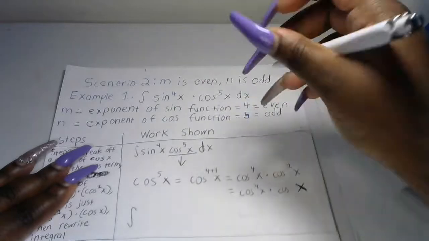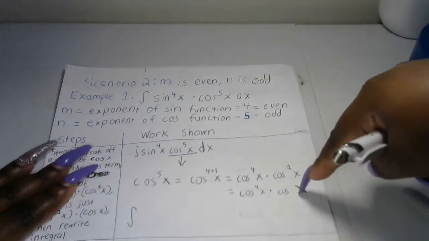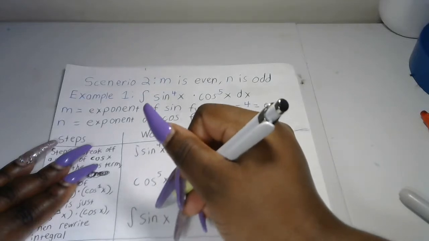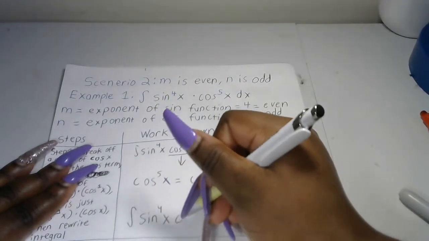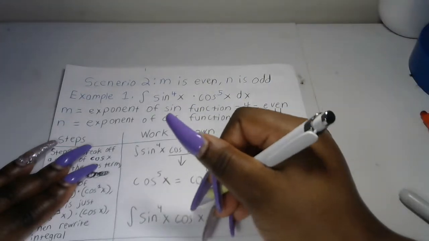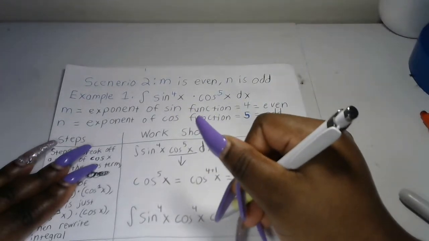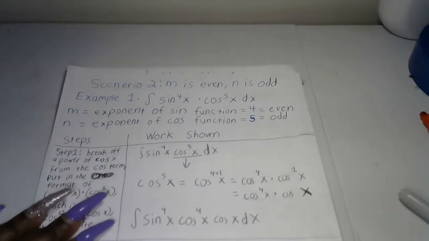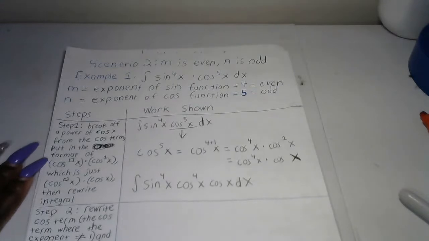So now if we rewrite the integral and we replace this with this, we would get sine x to the 4th power times cosine x to the 4th power times cosine x dx. Alright, so that's all we have for step 1. So now let's go to step 2.